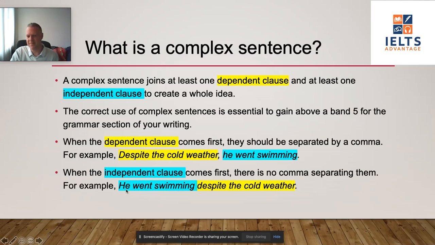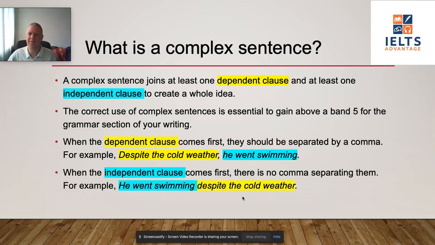When the independent clause comes first, you're going to have, like here, he went swimming despite the cold weather. We don't put a comma. Remember, if the independent clause is first and the dependent clause is second, we don't put a comma. This is why you'll find that quite often your teachers tell you don't put a comma before "because," because it starts a dependent clause. If you're putting "because" in the middle of a sentence, that means your dependent clause is coming after an independent clause, so there shouldn't be a comma. Same as "as," when you're using "as" to mean "because." It would be exactly the same thing. Don't put the comma in front of it.